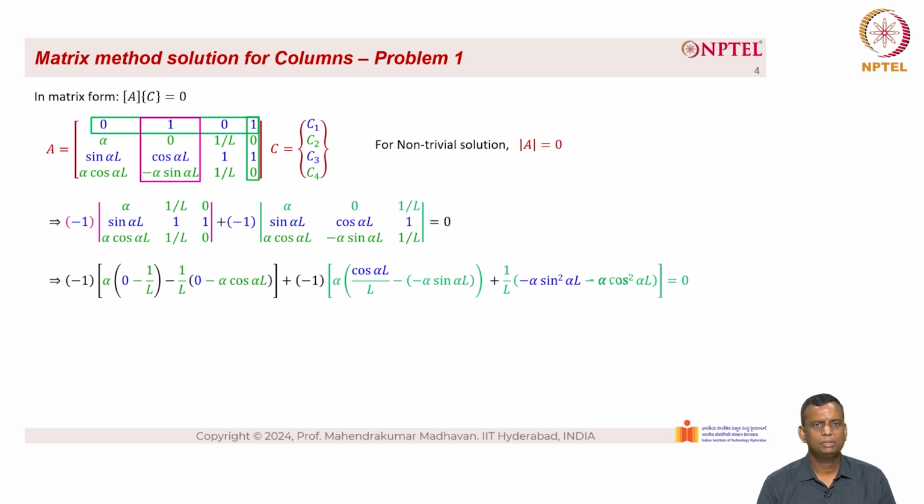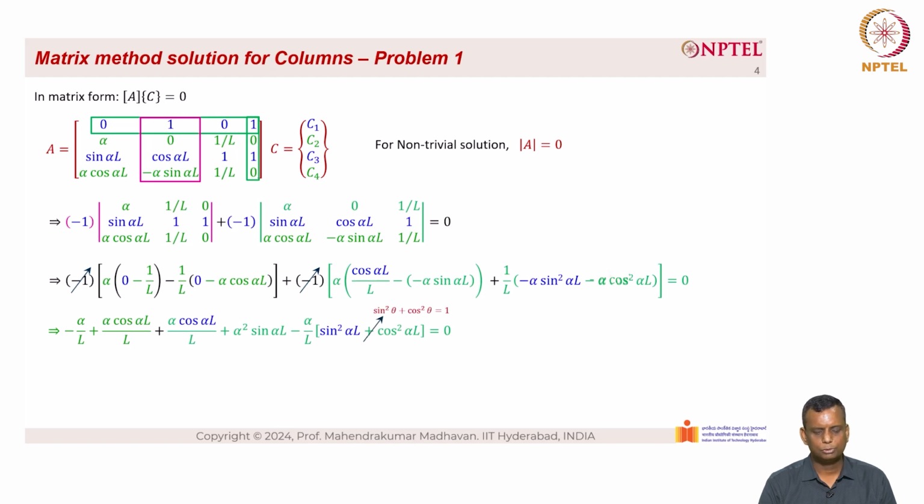In the entire equation, we have minus 1 common so that we can take it out. This gives rise to the equation minus alpha by L plus alpha cos alpha L by L plus alpha cos alpha L by L plus alpha square sin alpha L minus alpha by L into sin square alpha L plus cos square alpha L equal to 0.